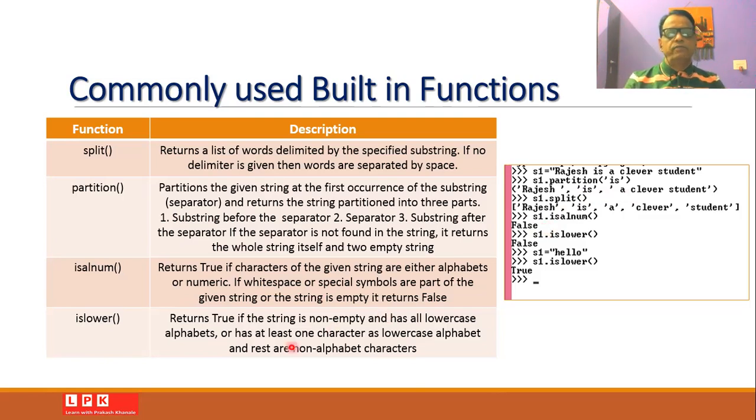Is lower is a function which will return true if the string is non-empty and has all lowercase alphabets, or has at least one character as a lowercase alphabet and the rest are non-alphabet characters. So for example, S1 is equal to hello, and then if I write S1 dot is lower, then I will get true.